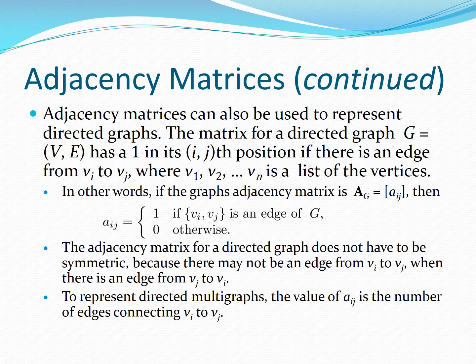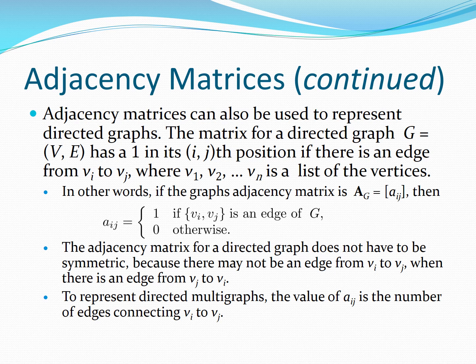All right, so once again, just like we did with an adjacency list, we are going to see if there is an edge from Vi to Vj. Then the Aij element is going to be a 1. That means row i, column j will be a 1 to represent an edge from Vi to Vj. However, the directed graph is not going to be symmetric in nature.